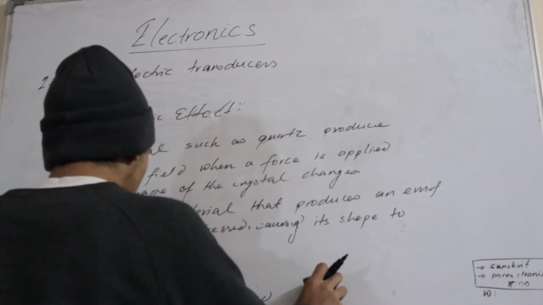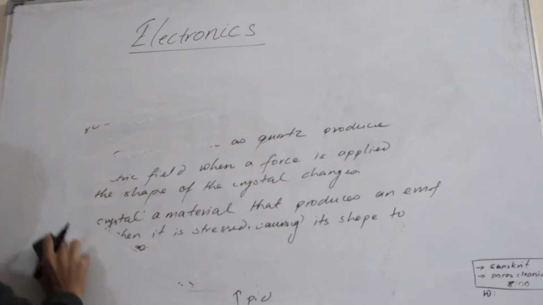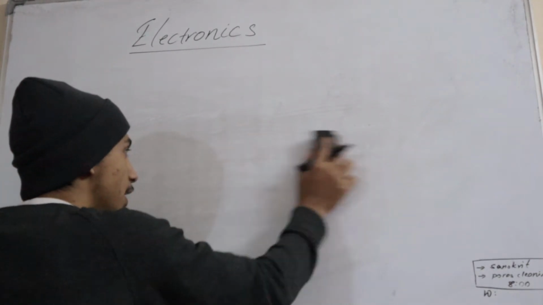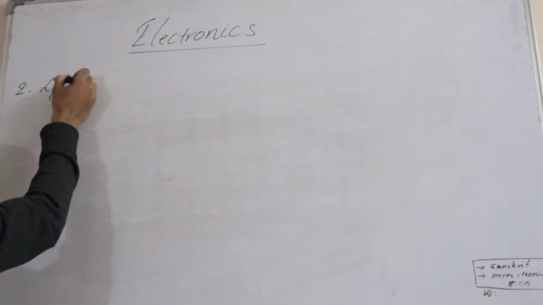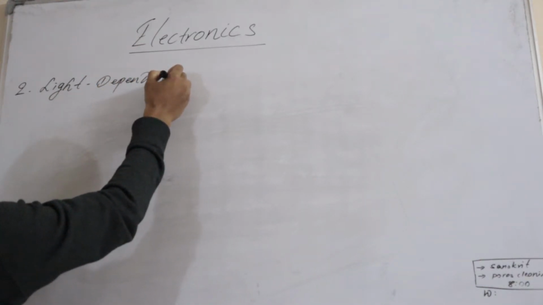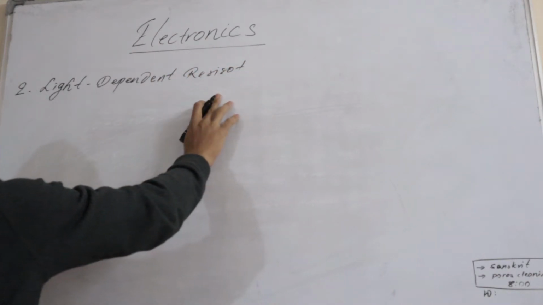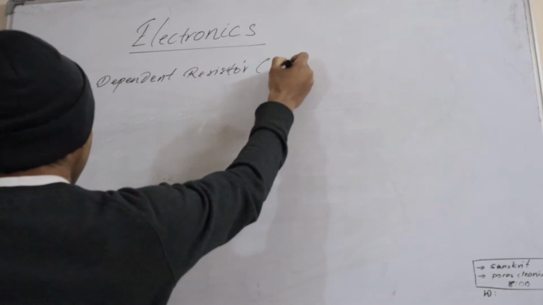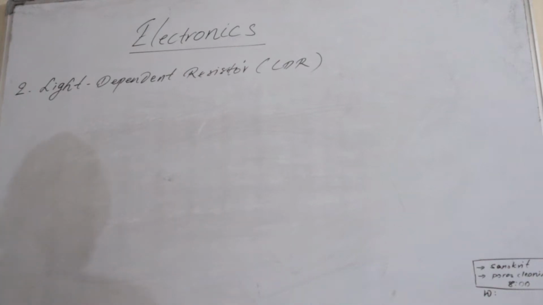So we'll come back to LDR. LDR is one of the most interesting and important parts of electronics. LDR, light dependent resistor. Okay, so light dependent resistor, so LDR.